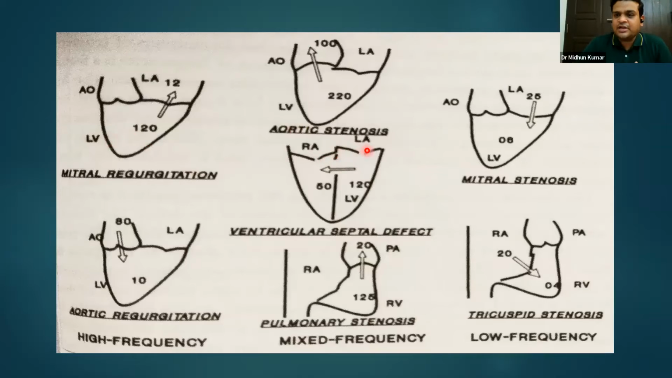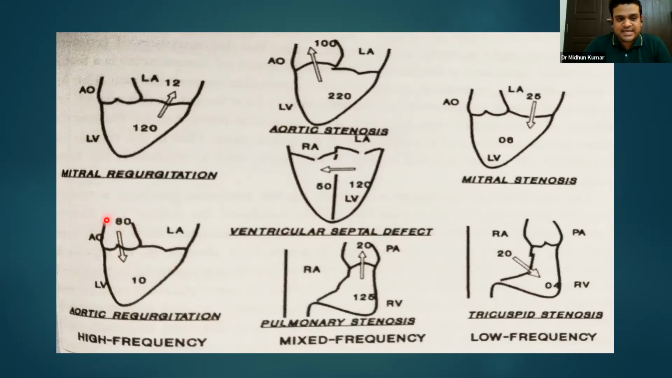Whenever there's a murmur, there's going to be a pressure gradient. In mitral regurgitation, the pressure gradient is between the LV and the LA. In aortic stenosis, it is between the LV and the aorta. In ventricular septal defect, it is between the LV and the RV. In pulmonary stenosis, it is between the RV and pulmonary artery. In aortic regurgitation, it is between the aorta and LV at the time of diastole. It's not systole, it's at the time of diastole.